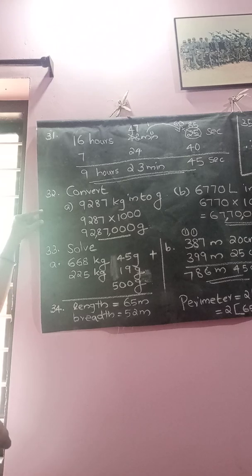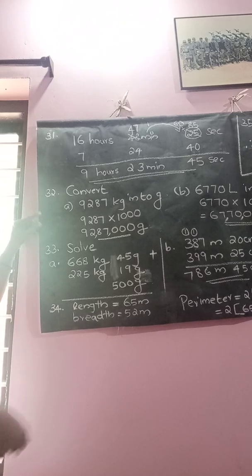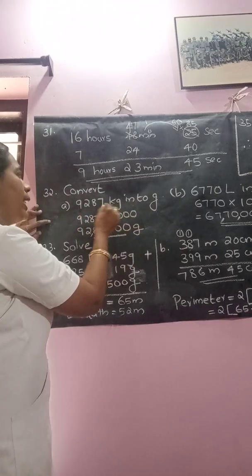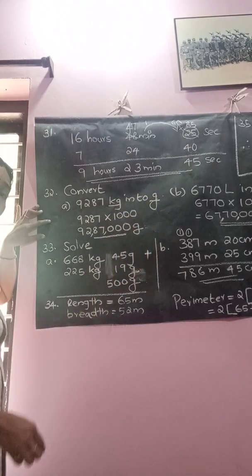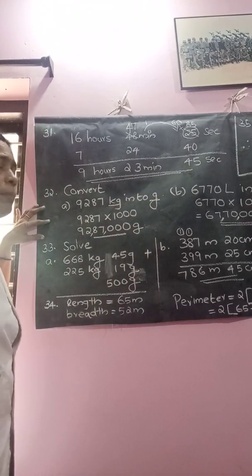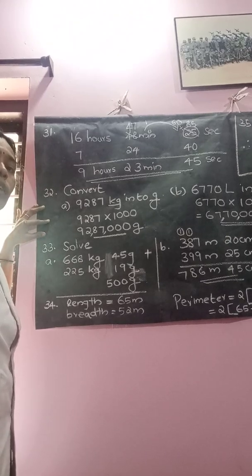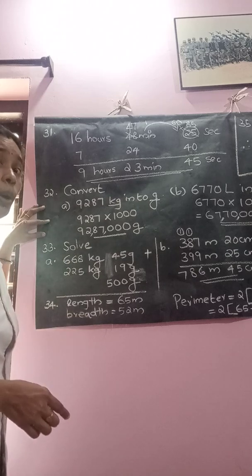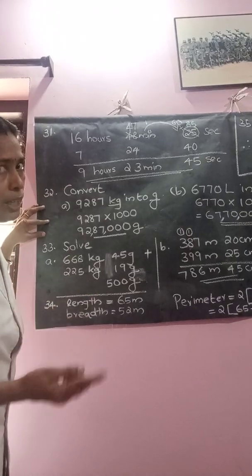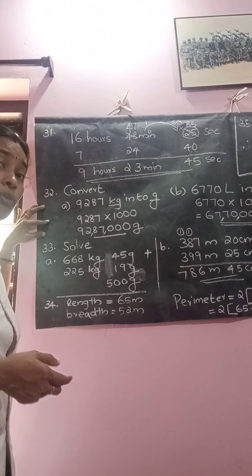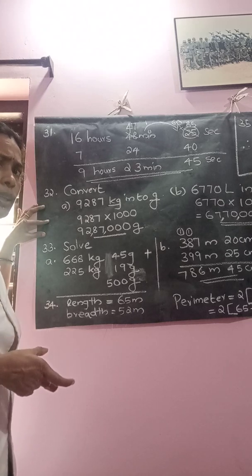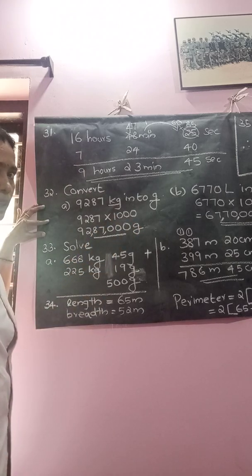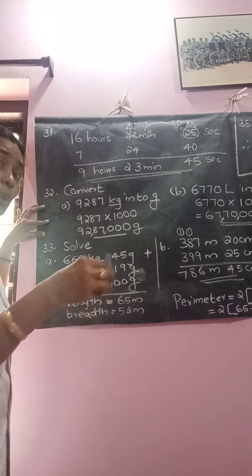Convert the following. There are two questions. First one is 9287 kg into gram. Kg into gram: kg is a big quantity, gram is a small quantity. So when we are doing conversion from big to small, we need to multiply by multiples of 10. How many tens are required? Thousands are required, isn't it? 10 into 10 into 10 is required.